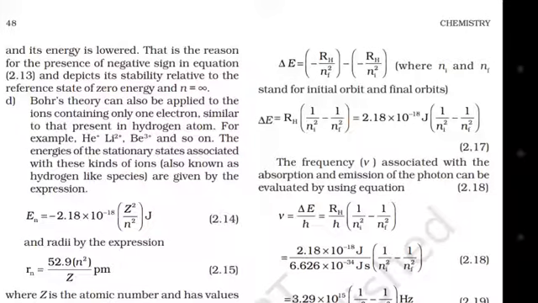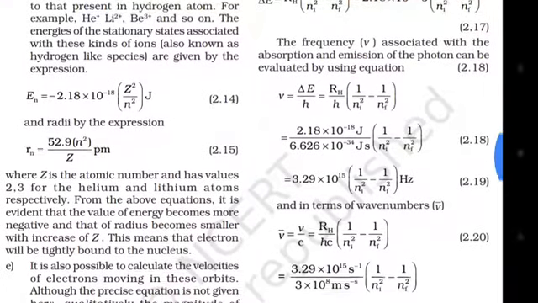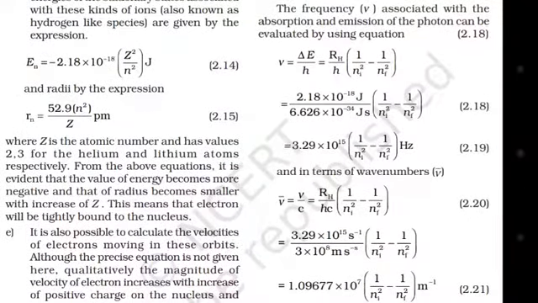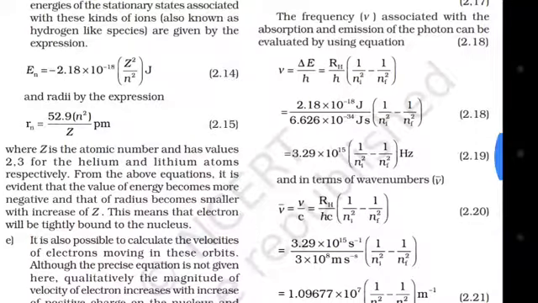For example, He+, Li2+, Be3+, and so on. The energies of the stationary states associated with these kinds of ions, also known as hydrogen-like species, are given by the expression En = −2.18 × 10^−18 (Z²/n²) J (equation 2.14), and radii by the expression rn = 52.9 (n²/Z) pm. This is equation 2.15.